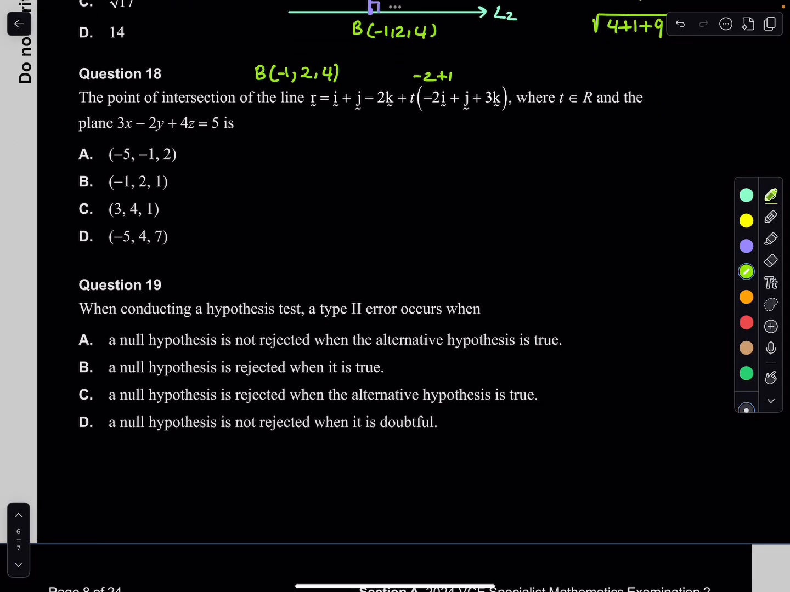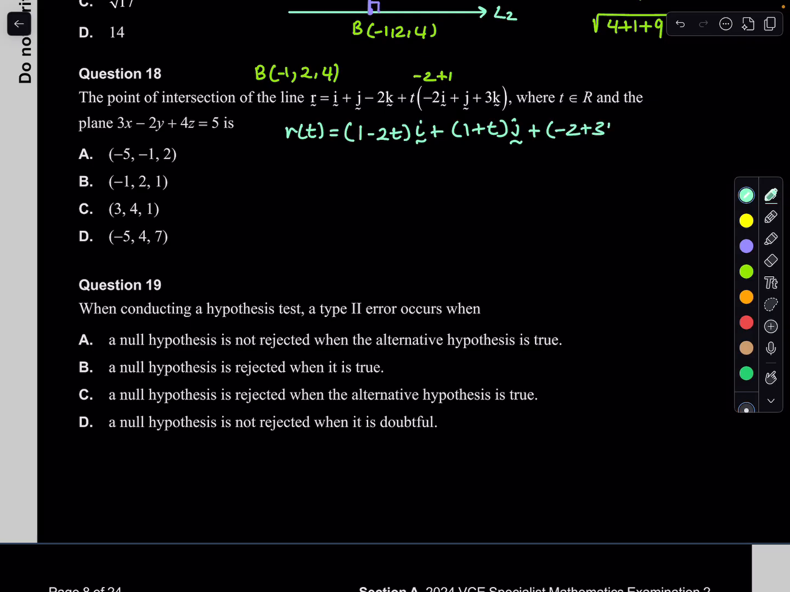Question 18. The point of intersection of the line, where t is an element of the reals, and the plane. I love point of intersection because it's so easy. Of course, write this in terms of your i, j and k components together. So we can write this as r of t: the i component is 1 minus 2t i, plus 1 plus 2 j, plus negative 2 plus 3t k.